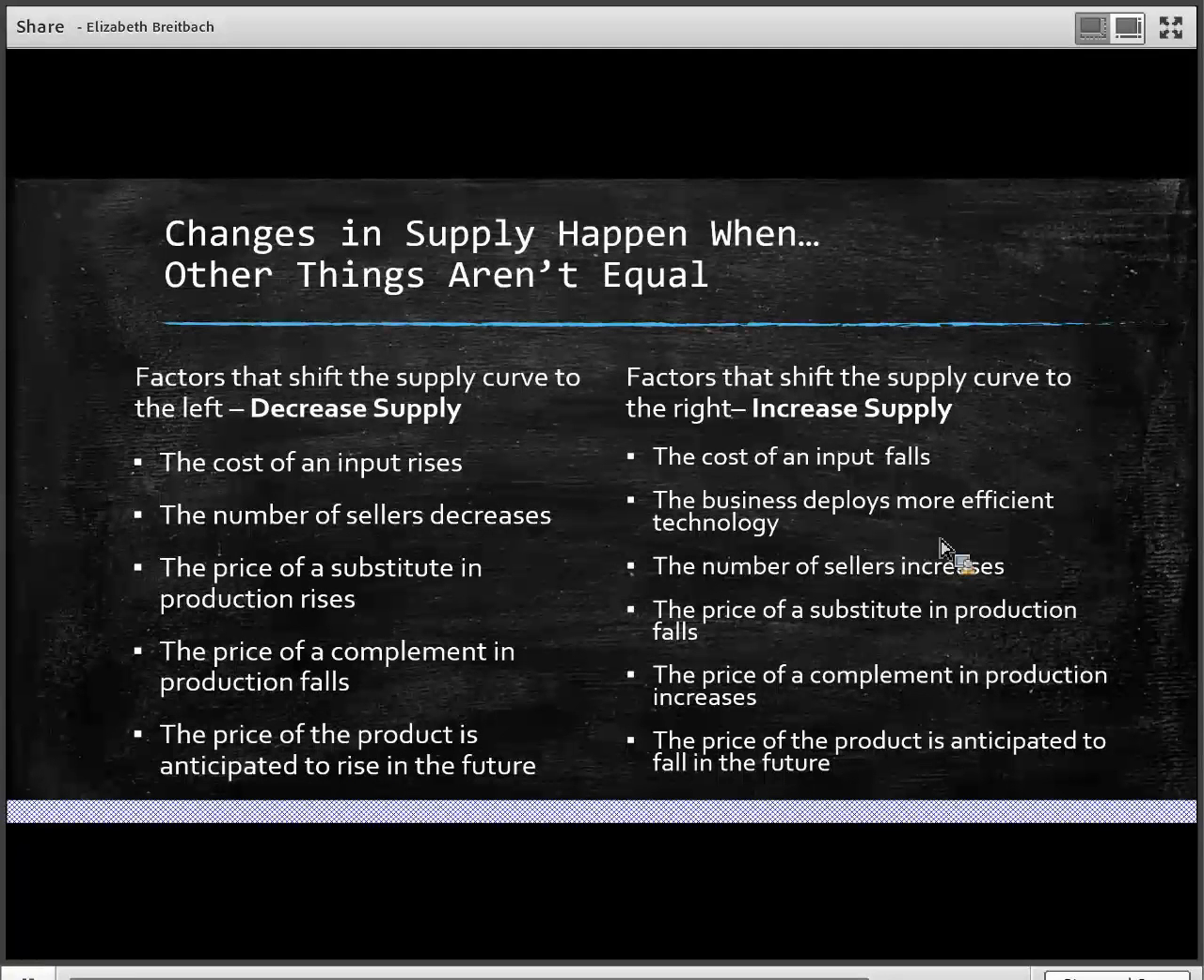And then along with that, more efficient technology is going to allow us to increase our supply at all price levels. We can also talk about the number of sellers as being very important. If sellers decrease, then that's going to decrease supply. If the number of sellers increases, supply increases. Then we have those substitutes and complements in production. So, the price of a substitute in production rises.